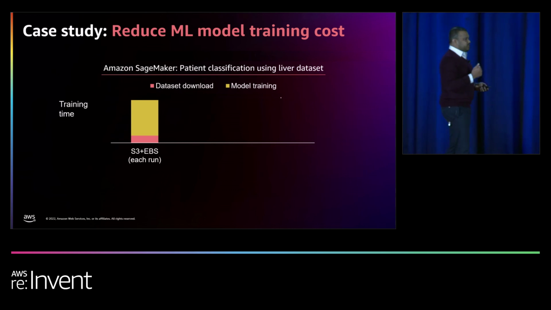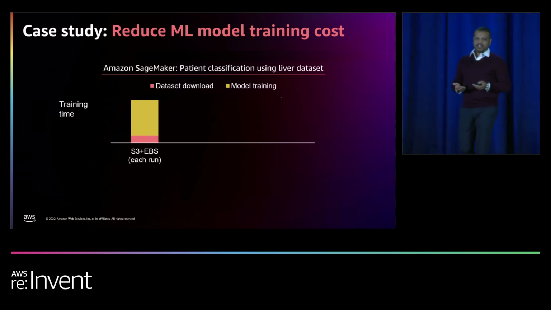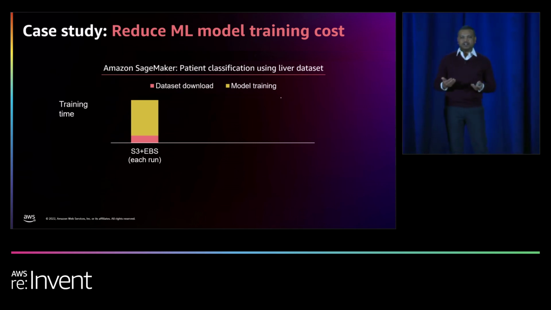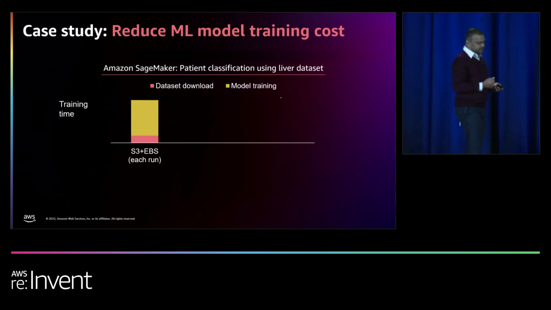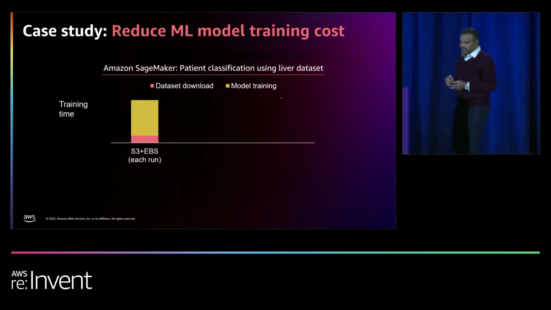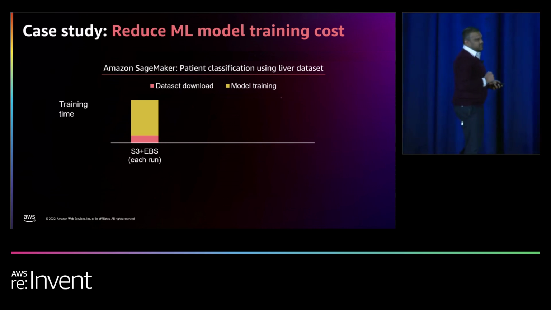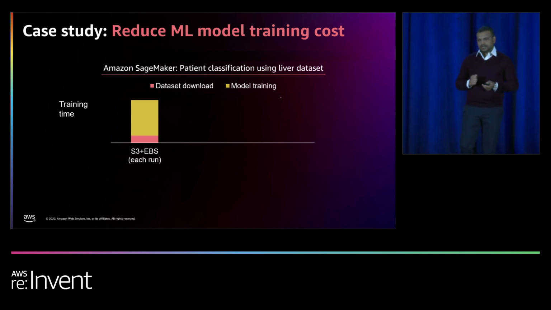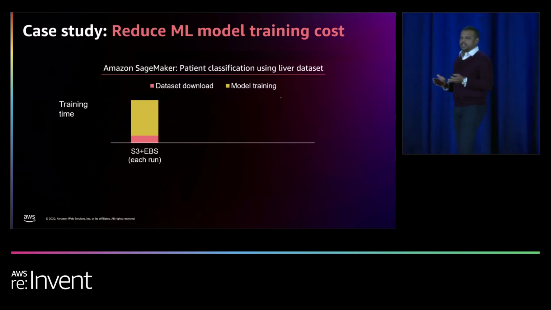Now, especially if you're using Spot instances, if your instances get terminated, now you need to restart this process all over again. You need to restart the download of the data set from your S3 into your EBS volume all over again. And what you see here is a case study that we did where we used the patient classification using liver data set. It's a 345 GB data set.